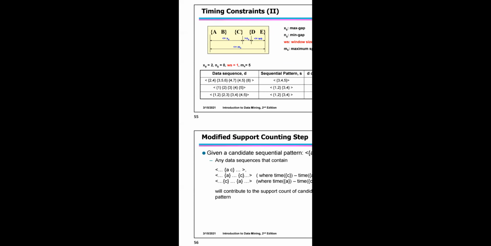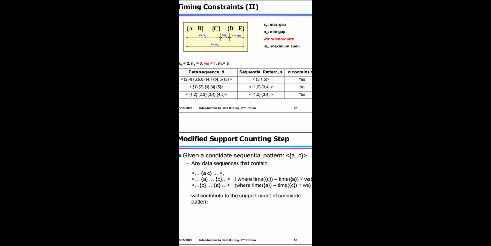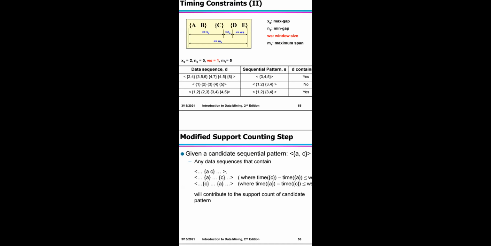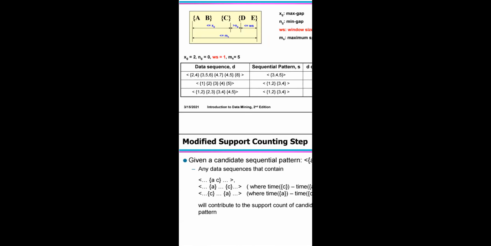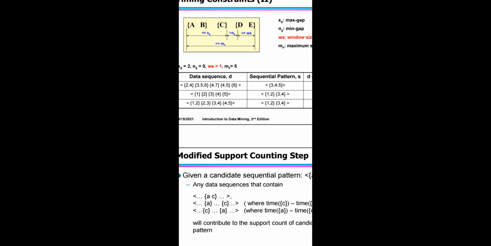For example, here you have to consider the maximum gap, window size, and minimum gap. So we are discussing here the data sequence D: 2, 4, 3, 5, 6, 4, 7, 4, 5, 8. That is the data sequence. And the sequential pattern is 3, 4, 5.